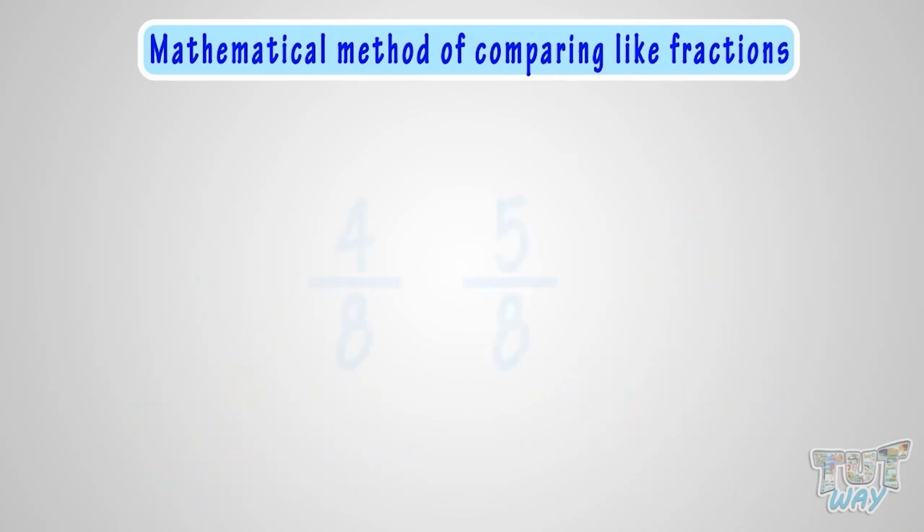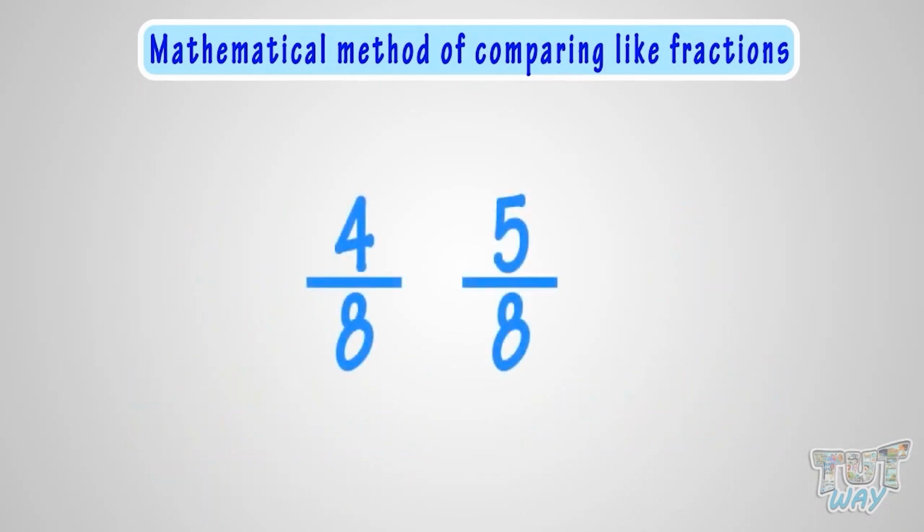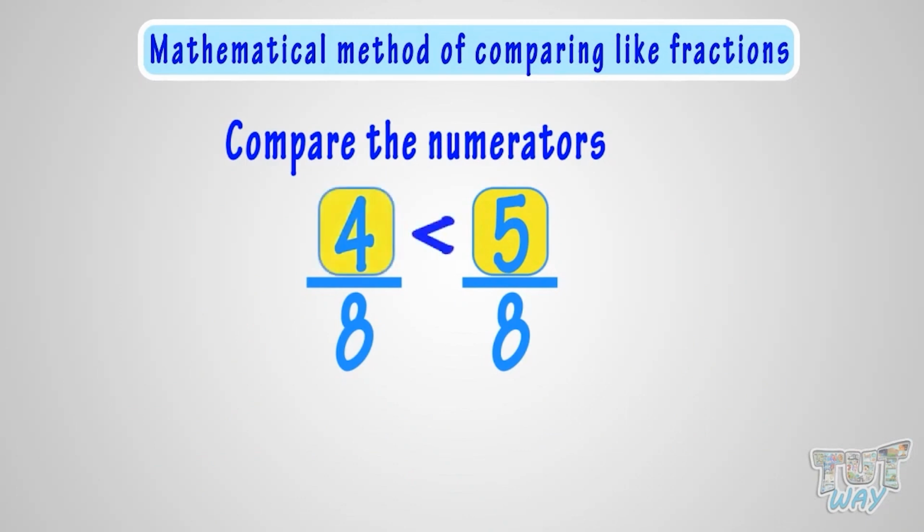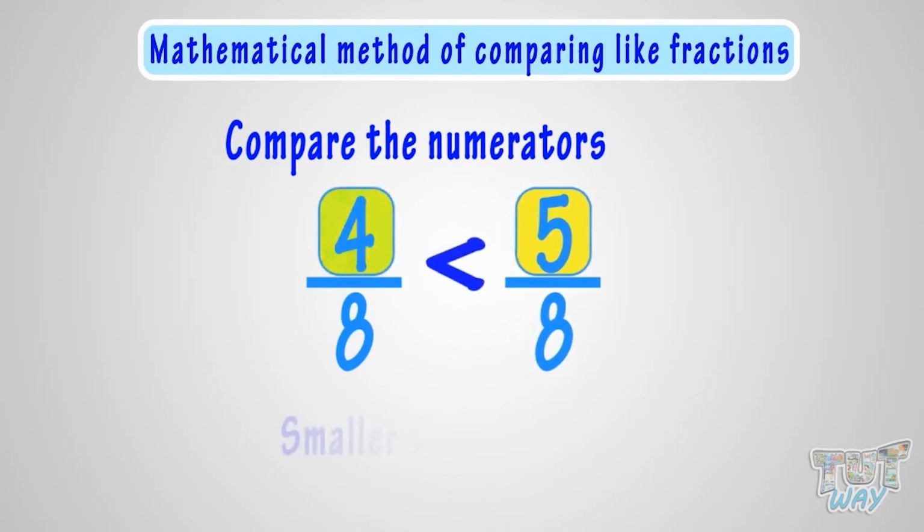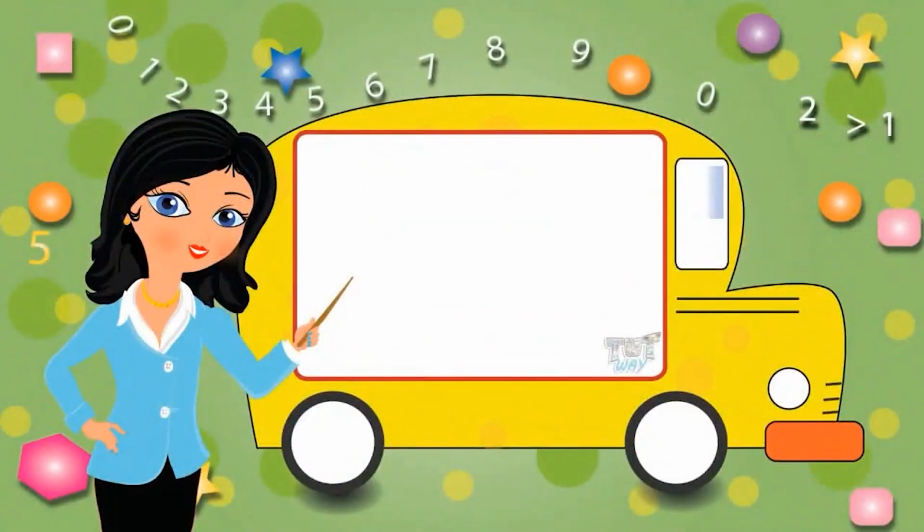We have learned that to compare the like fractions, we have to compare their numerators. The smaller the numerator, the smaller the fraction. Now go ahead and take a quiz to learn more.